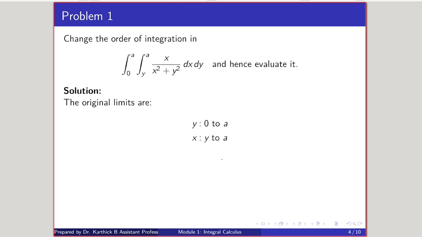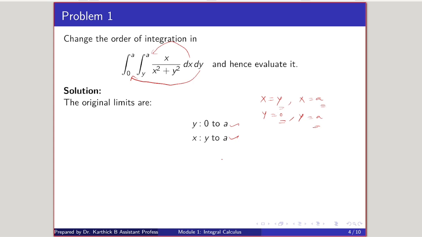So here the limit of x varies from y to a. So x is varying from y to a, and y varies from 0 to a. So y varies from 0 to a is the given limit, that we call the original limit, and x varies from y to a. So with this we want to draw a graph.